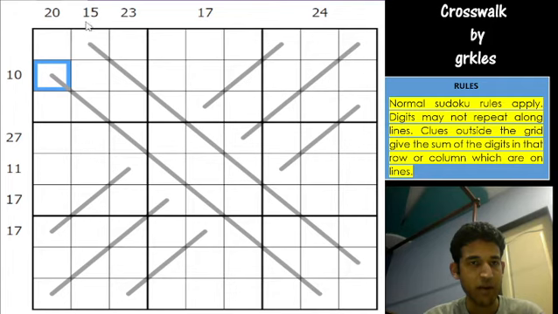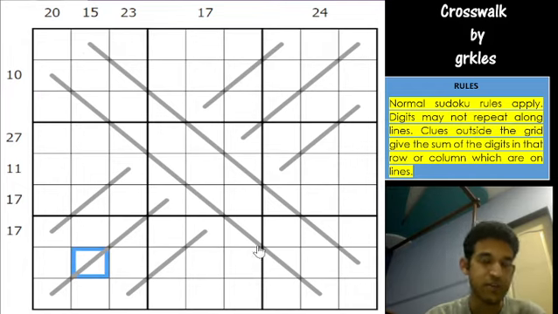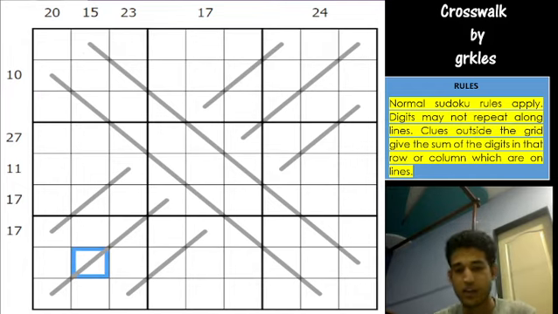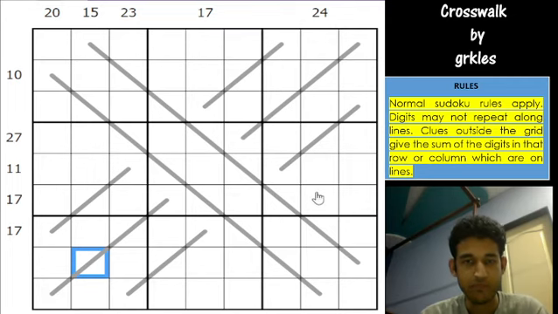So the same applies for columns. For example, if you look at column 2, we have a 15 clue outside. So which means that the sum of these 4 digits must be equal to 15. So these are the rules. Let us give this Sudoku a try now.